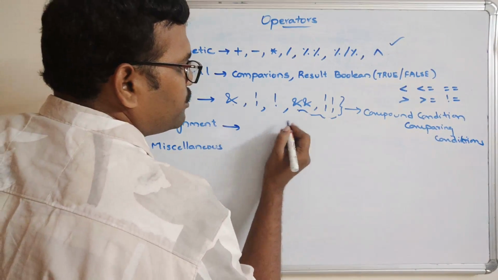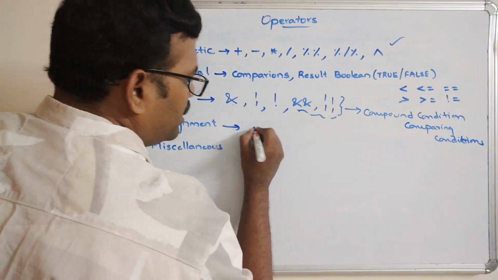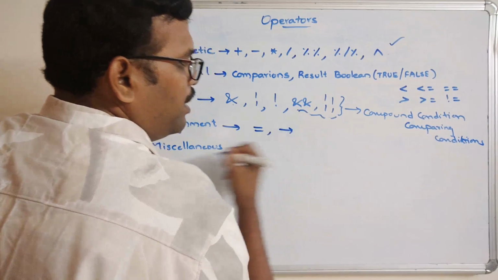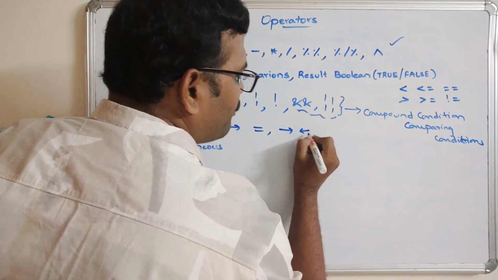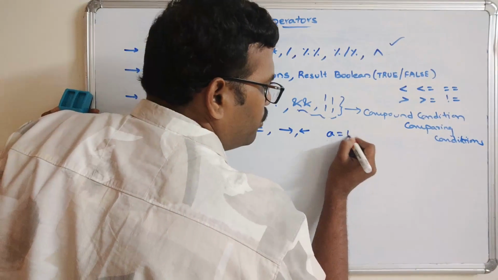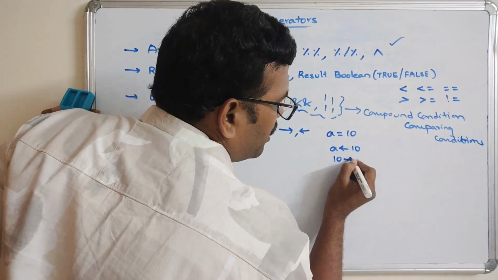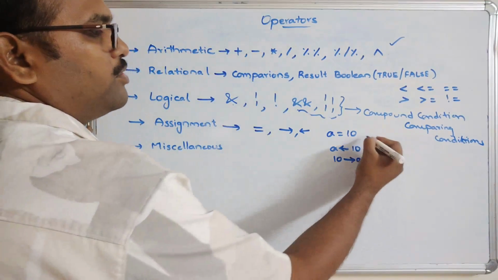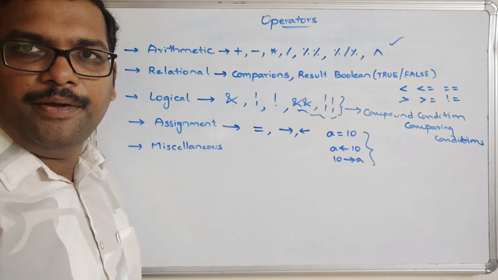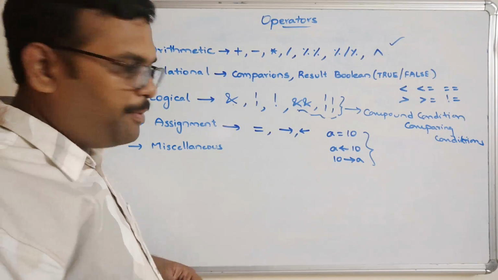Assignment operators, we have seen the assignment operators in our second video, I think. Equal to assigns a value to a variable, and there are rightward and leftward assignments. So using all these, we can assign a value. So A is equal to 10. In all these three cases, 10 is the value stored in the variable A. So these are all called assignment operators.